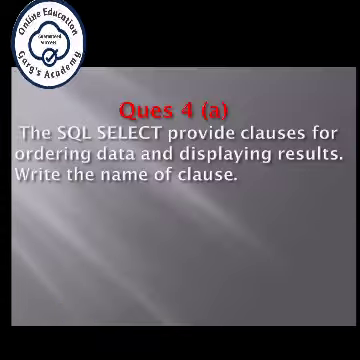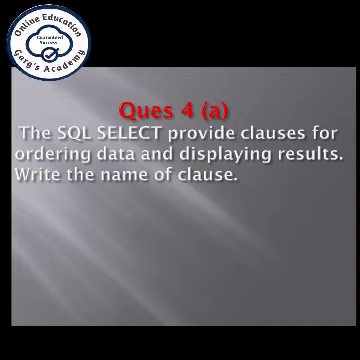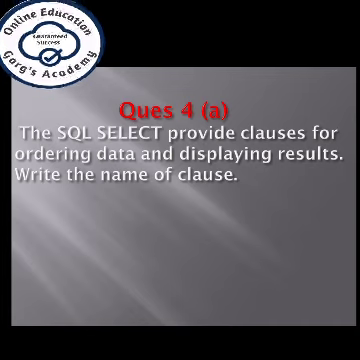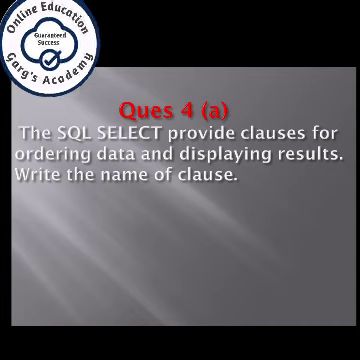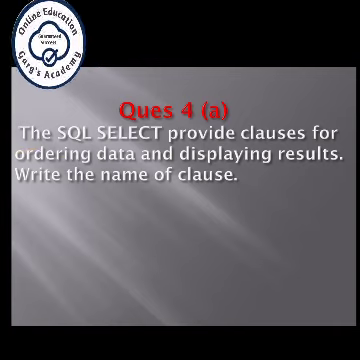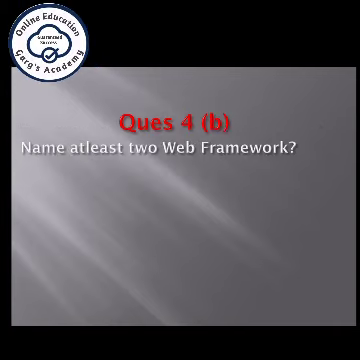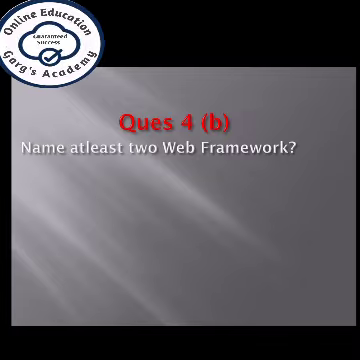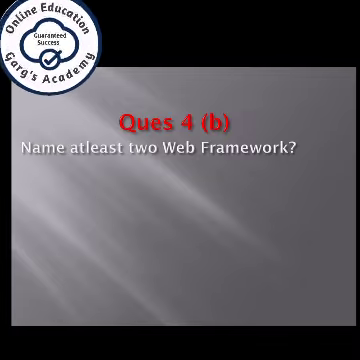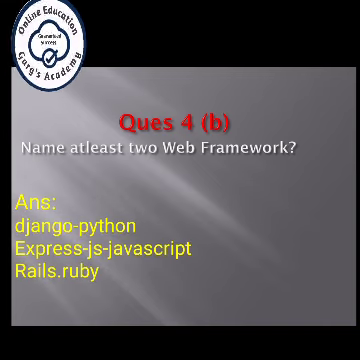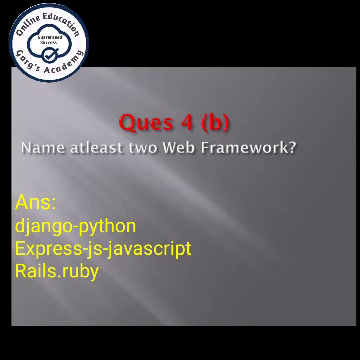So let's start. Question 4, A part. MySQL Select provides clauses for ordering data and displaying results. Write the name of the clause. There is one clause for ordering, ORDER BY. Next question. Name at least 2 web frameworks. One web framework you are already using in your syllabus, that is Django, Python, and there are 2 other frameworks also, Express.js, JavaScript, and Rails, Ruby.